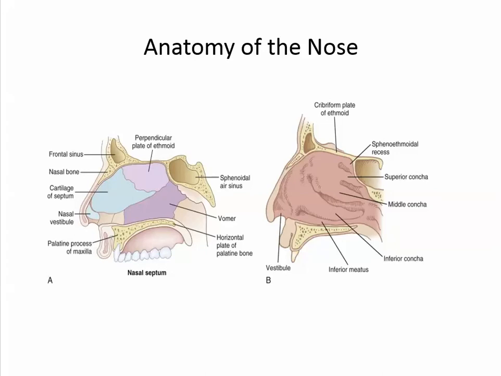Figure A shows the cartilaginous part of the nasal septum anteriorly and the perpendicular plate of the ethmoid bone posteriorly, forming the nasal septum. It also shows the frontal sinus and the sphenoidal air sinuses. Figure B demonstrates the superior, middle, and inferior turbinates and the cribriform plate of the ethmoid bone.